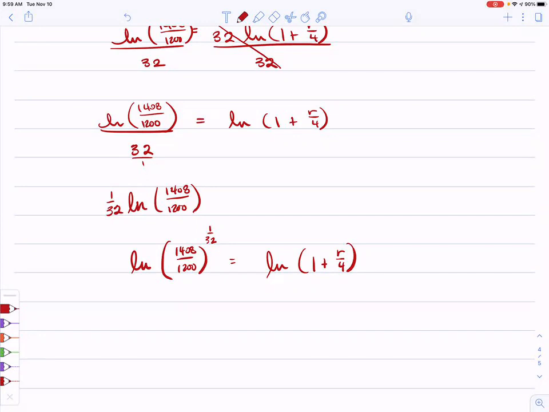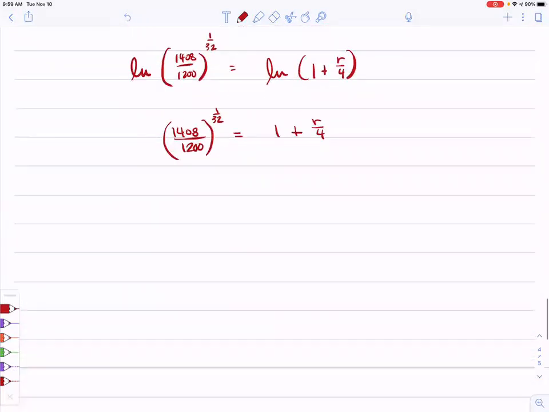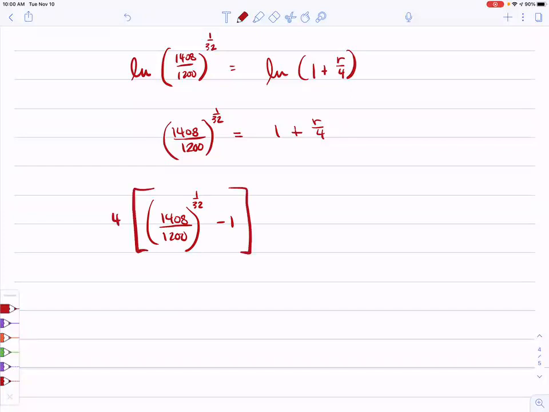Okay, so now I can set up my mini equation. 1408 divided by 1200 all raised to the 1/32 power is equal to 1 plus R over 4. It's kind of smooth sailing from here, right? You're trying to get R by itself. So what can you do? Subtract 1. And what else? Can I do it all at the same step? Wait, it's already dividing by 4. Multiply the whole thing by 4, right? Okay, so go type that into your calculator.